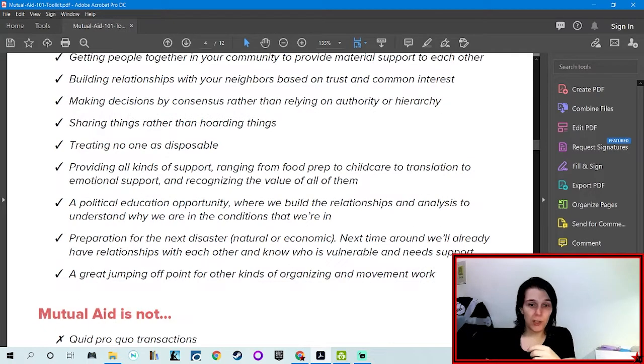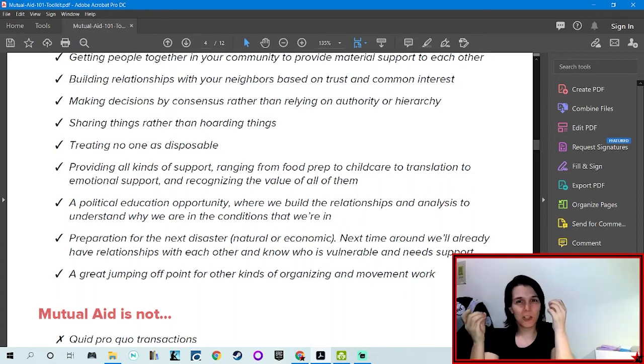Now, a political education opportunity where we build the relationships and analysis to understand why we're in the conditions we're in. And so this is the beginning framework of class consciousness. And if you saw my last video where I talked about Freire, where he's talking about this idea of class consciousness coming together and how a revolutionary leader points people in the direction of seeking class consciousness, this is what we're talking about here when I'm talking about AOC kind of fulfilling that role. By putting out a document like this, she's actually encouraging people to come out and analyze and ask questions.